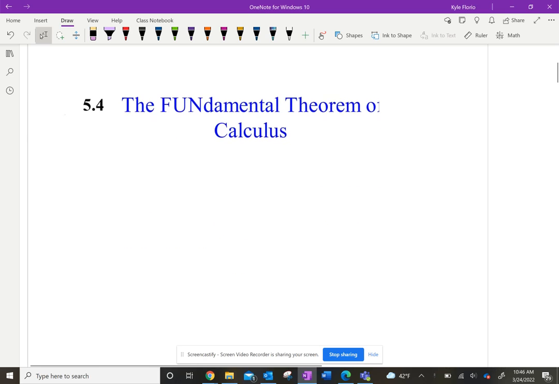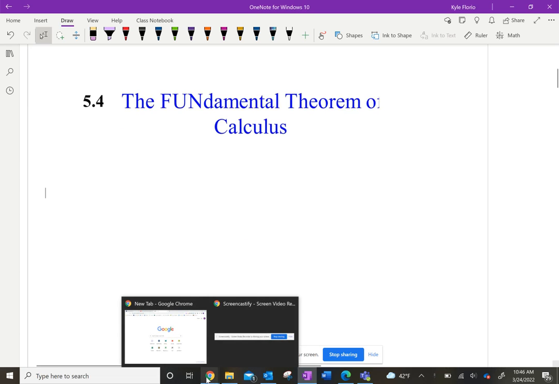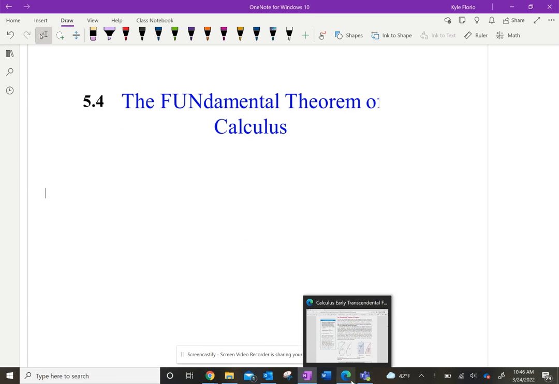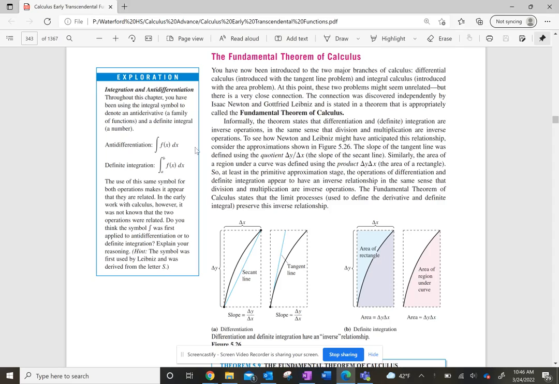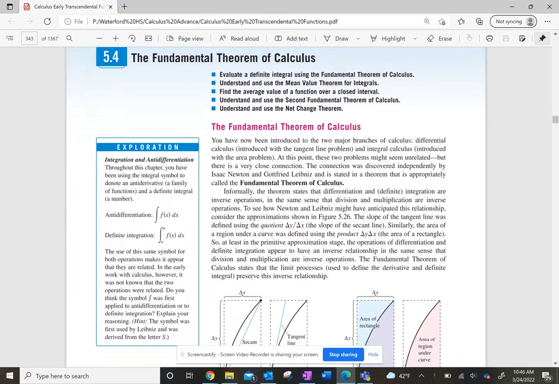So what I want you guys to do is go to page 318, pause the video so that everyone has a book, and I want you guys to read just the first page of the fundamental theorem of calculus. This is what it looks like.